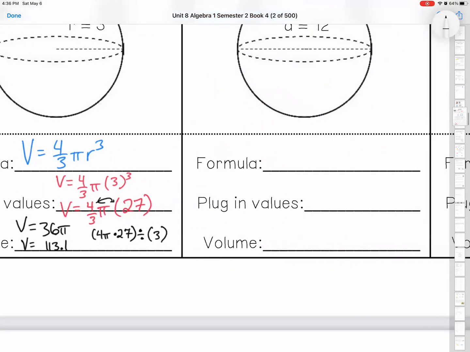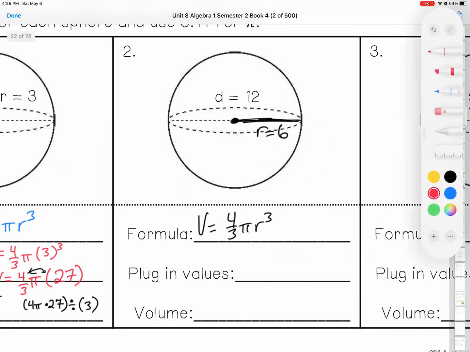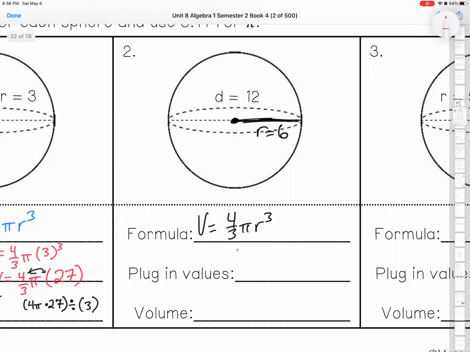So for this one, number 2, we have the formula V equals 4/3 pi r cubed for the volume of a sphere. Well, in this situation, we're actually given the diameter though. And so we know that we have to actually cut this in half. And so the radius is actually not 12, but 6. And now what we can do is go ahead and plug it in and see what we get. So we have V equals 4/3 pi times our 6 cubed.